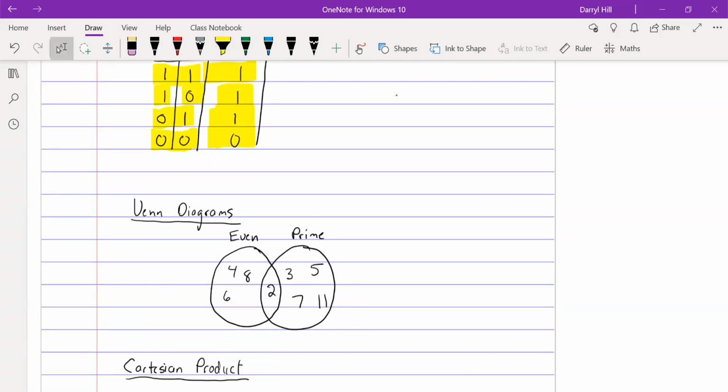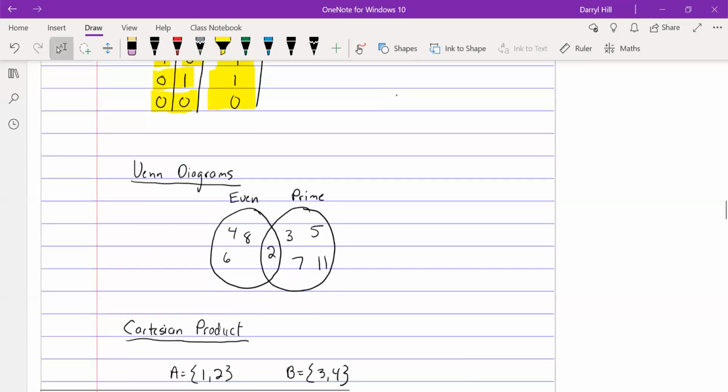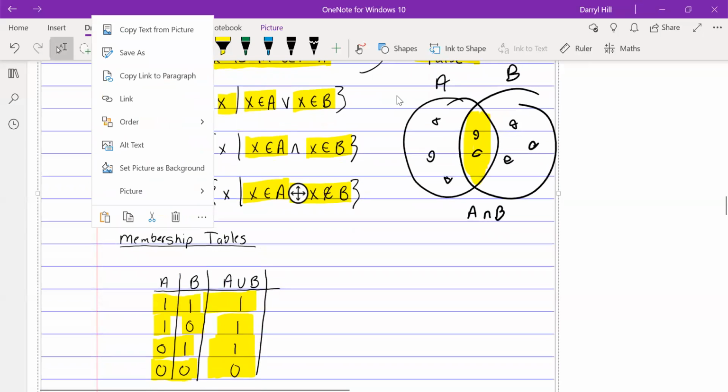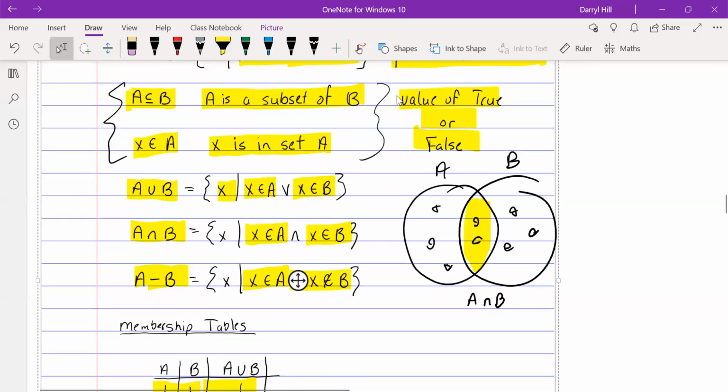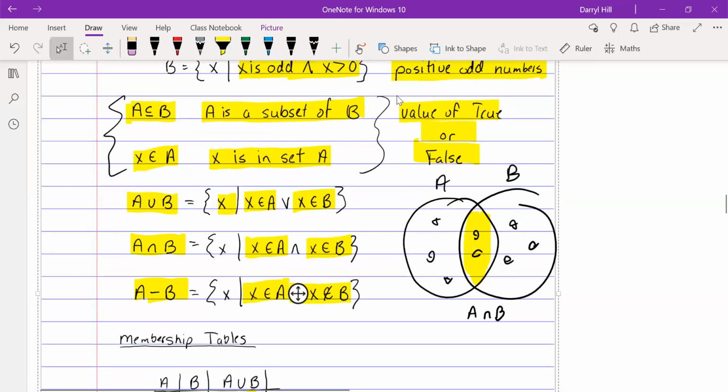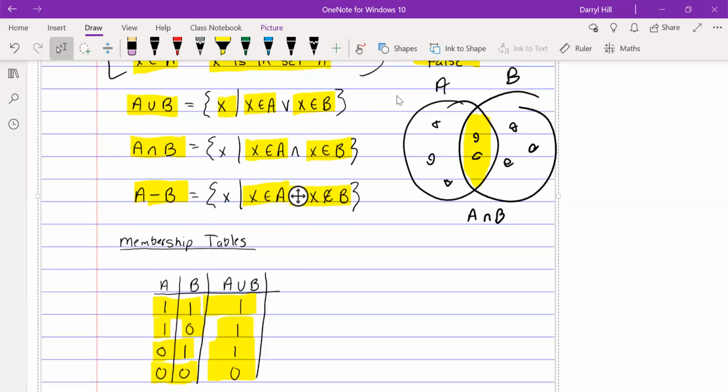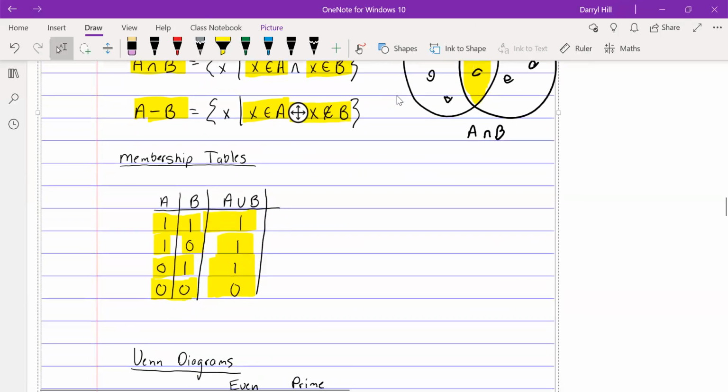Slow me down if I'm going too fast. So these set operations we're okay with. I mean, they're almost a review. If you understand logic, it's very, very similar, although not quite exactly the same.